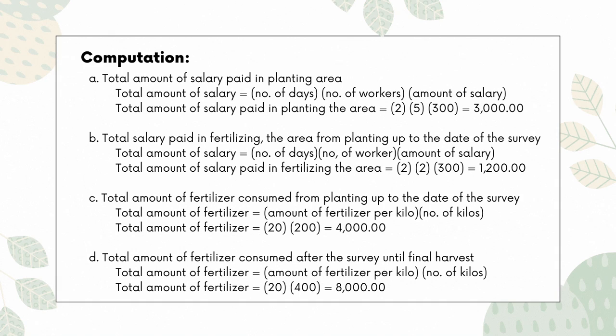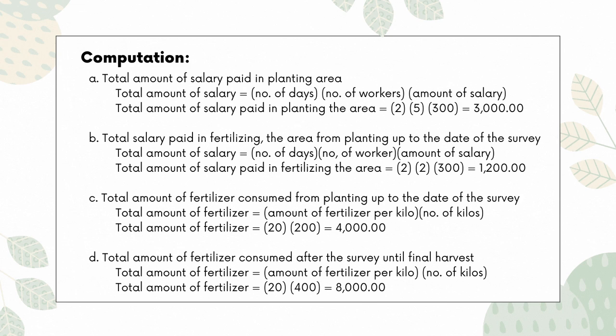So for the computation, letter A, total amount of salary paid in planting area. Total amount of salary is equal to number of days times number of workers times amount of salary. In numbers, 2 times 5 times 300 is equal to 3,000. Letter B, total salary paid in fertilizing the area from planting up to date of the survey. Total amount of salary is equal to number of days times number of workers times amount of salary. In numbers, 2 times 2 times 300 is equal to 1,200.